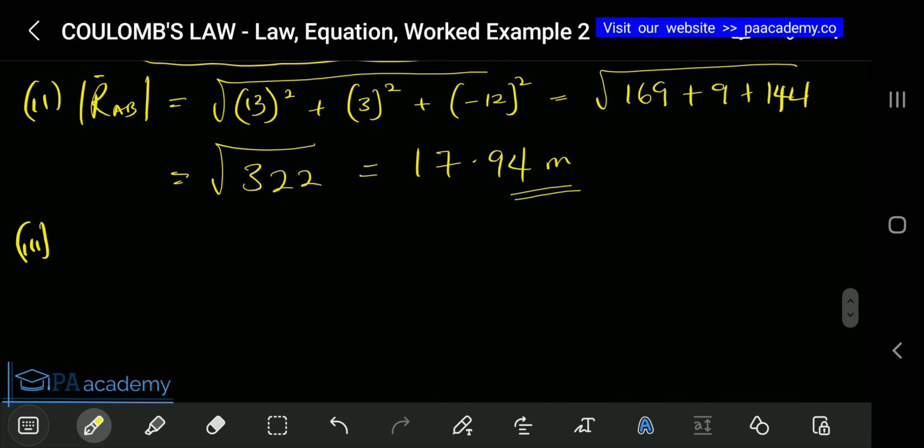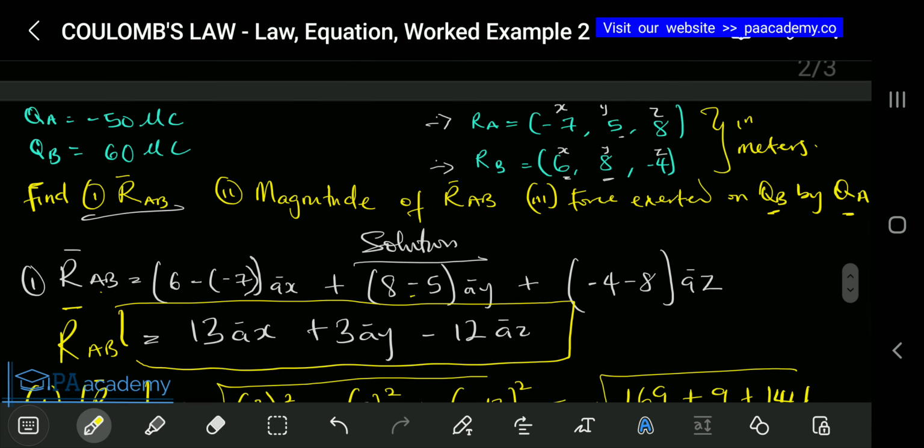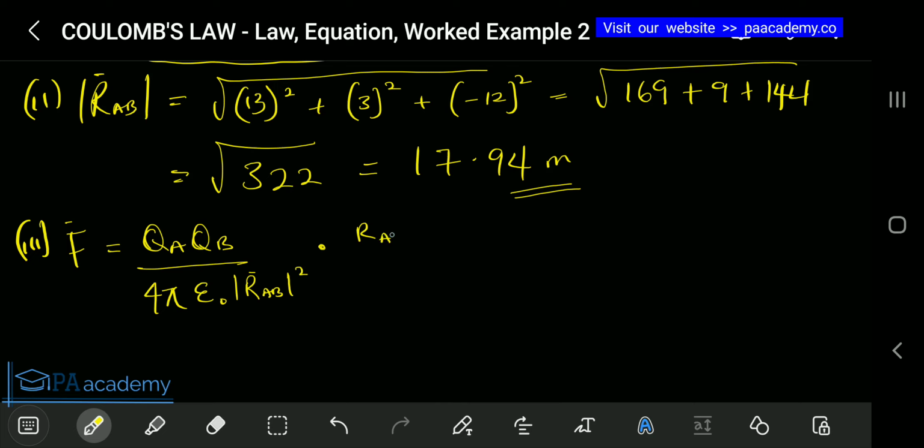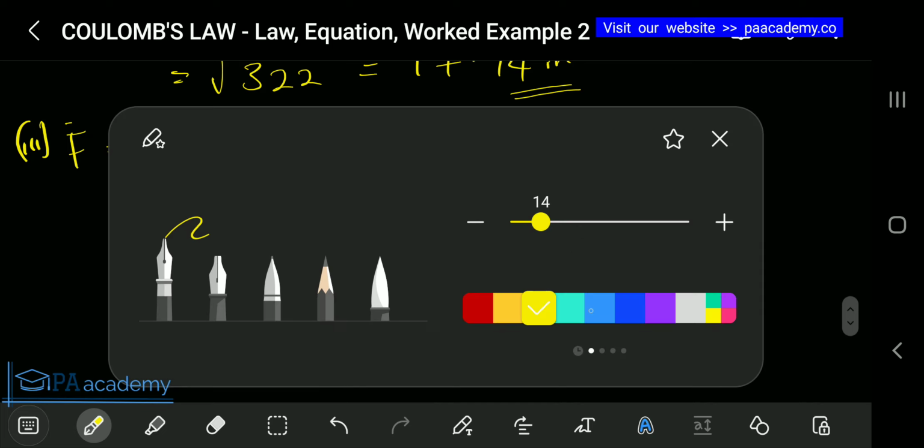Since we are asked to calculate force in vector form, our F will be QA QB over 4 pi E naught, multiplied by the magnitude of AB, that's RAB squared, then multiplied by the unit vector, RAB over the magnitude of that RAB. Okay, so that's the formula we are to use.